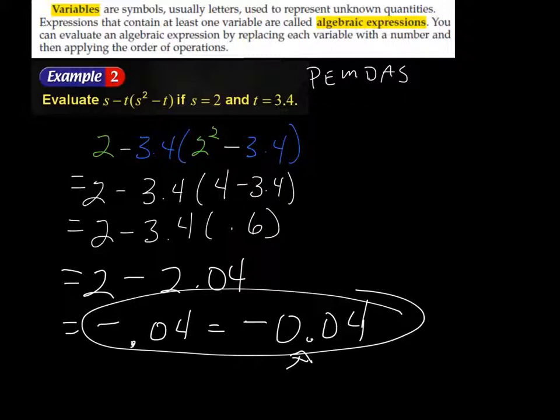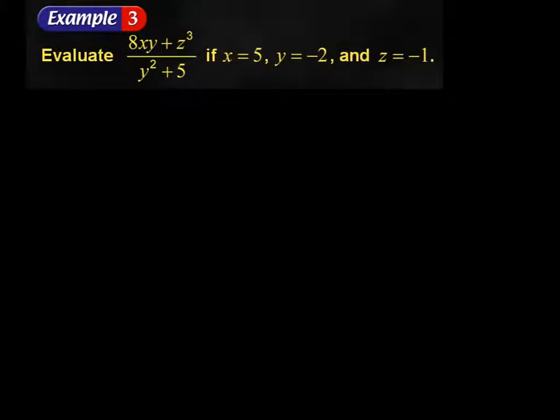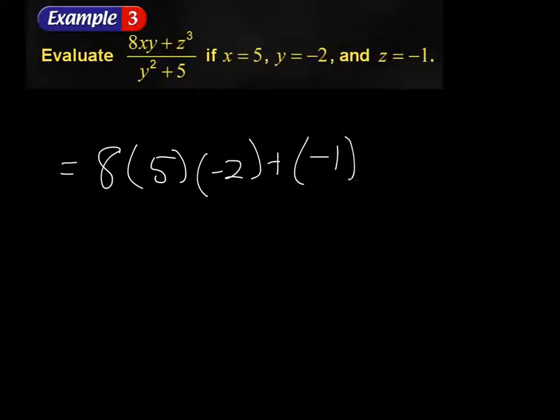Now, generally I think as we go to further examples it gets more difficult, but I think adding the fraction bar actually makes it easier. Evaluate, and we're just going to substitute in and do the stuff. So where there was an x, we're going to replace x with 5. Y is negative 2, and z is negative 1. And again, y is negative 2.